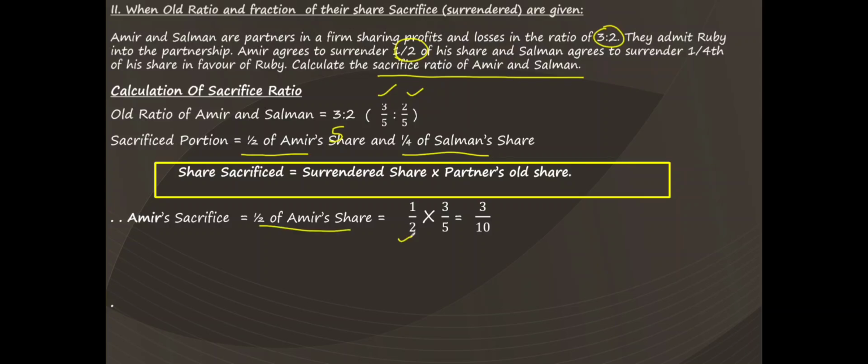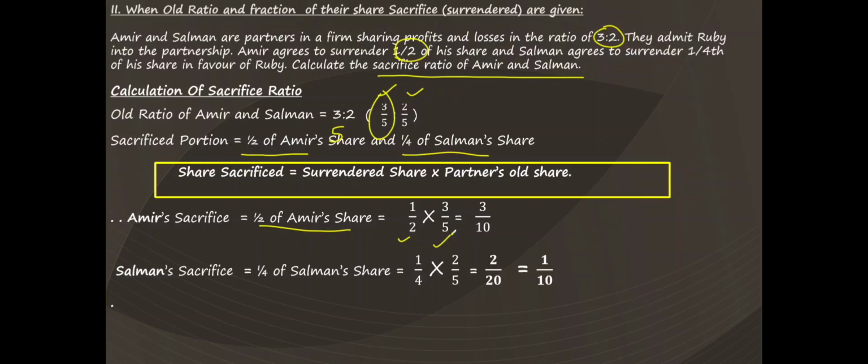1 into 3 is 3 divided by 10. Next, we are going to see the sacrifice of Salman. Salman's sacrifice is equal to 1 by 4 of Salman's share. So therefore here 1 by 4 into his old share, which is 2 by 5, which is equal to 2 by 20. That can also be simplified to 1 by 10.